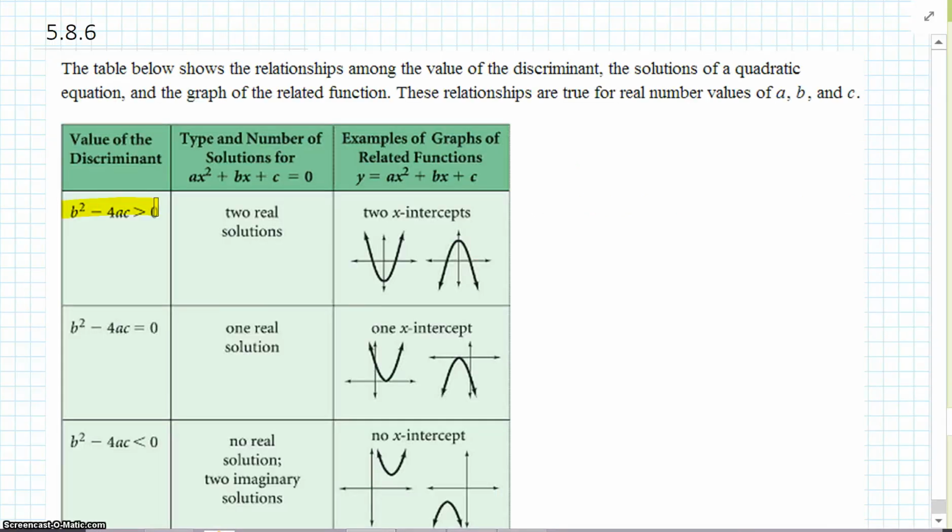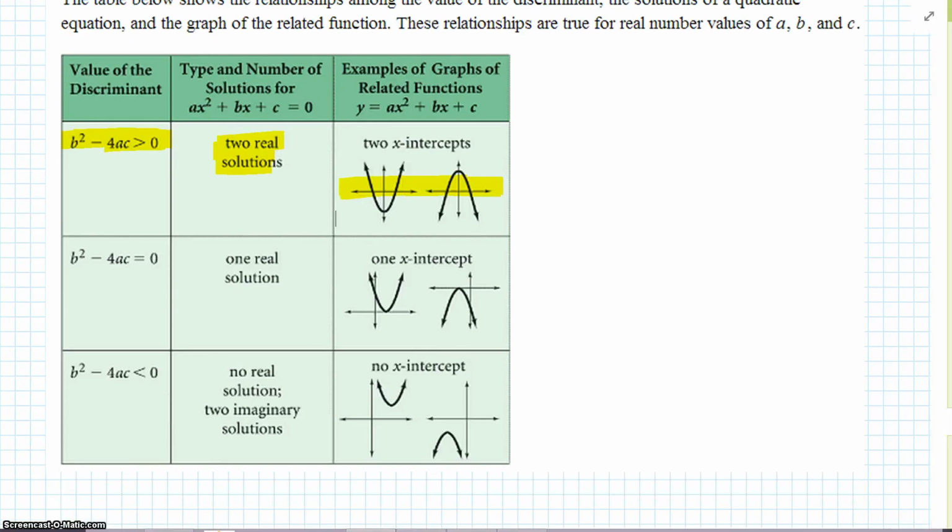If the discriminant is positive, there are 2 real solutions, and it's going to cross the x-axis twice, either up or down. If the discriminant is equal to 0, the vertex is on the x-axis. The vertex is on the x-axis, okay? And if the b squared minus 4ac value is less than 0, it does not intercept. There are no real solutions, or there are 2 imaginary solutions. Easy stuff for us, okay?